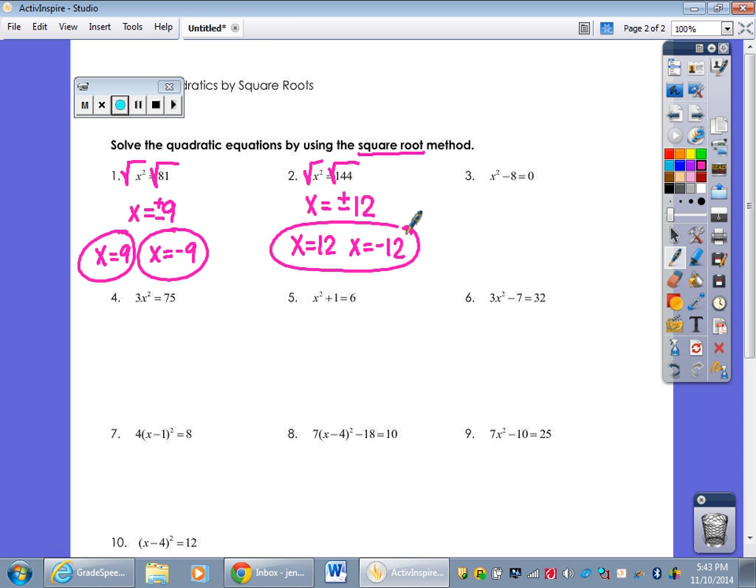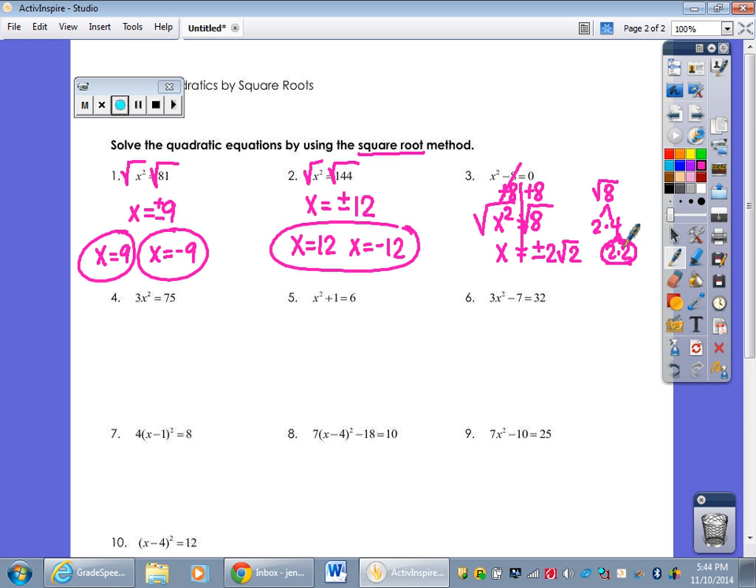On number 3, we have to get this to where x squared is alone. So we are going to need to add 8 to both sides first. So we get x squared equals 8. Then we can take the square root of both sides and we get that x is equal to plus or minus, and you're going to have to simplify radical 8. So that's going to be 2 times 4, which is 2 times 2. So the answer is going to be 2 radical 2.